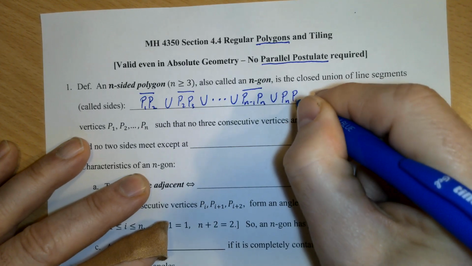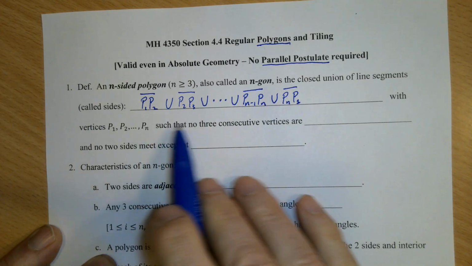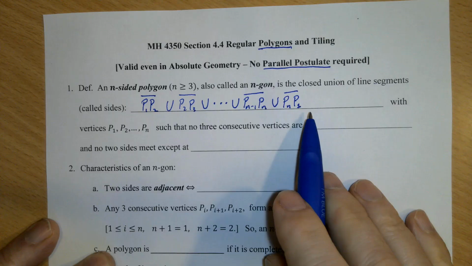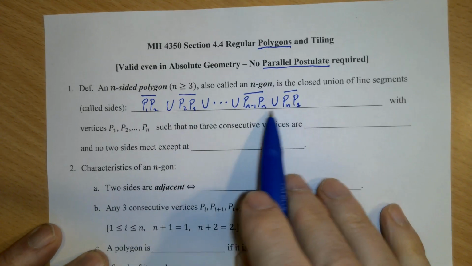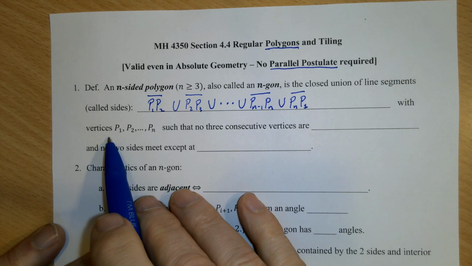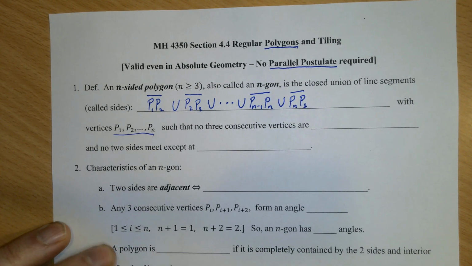Pn, P1. That gives us n sides or n line segments all unioned together. So the points that we're using, P1 through Pn, will be called the vertices. You can think of them as the corners of the polygon. P1 through Pn are the vertices.